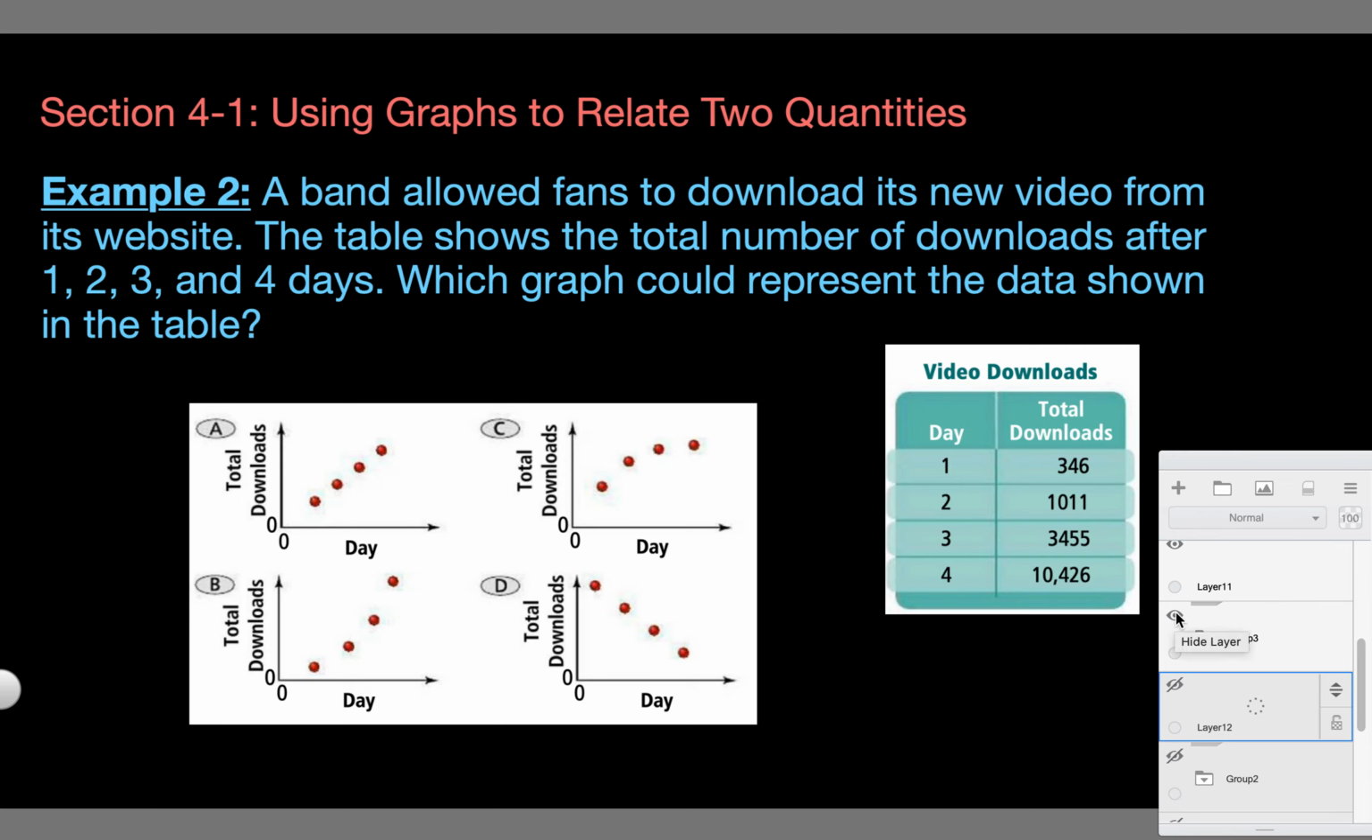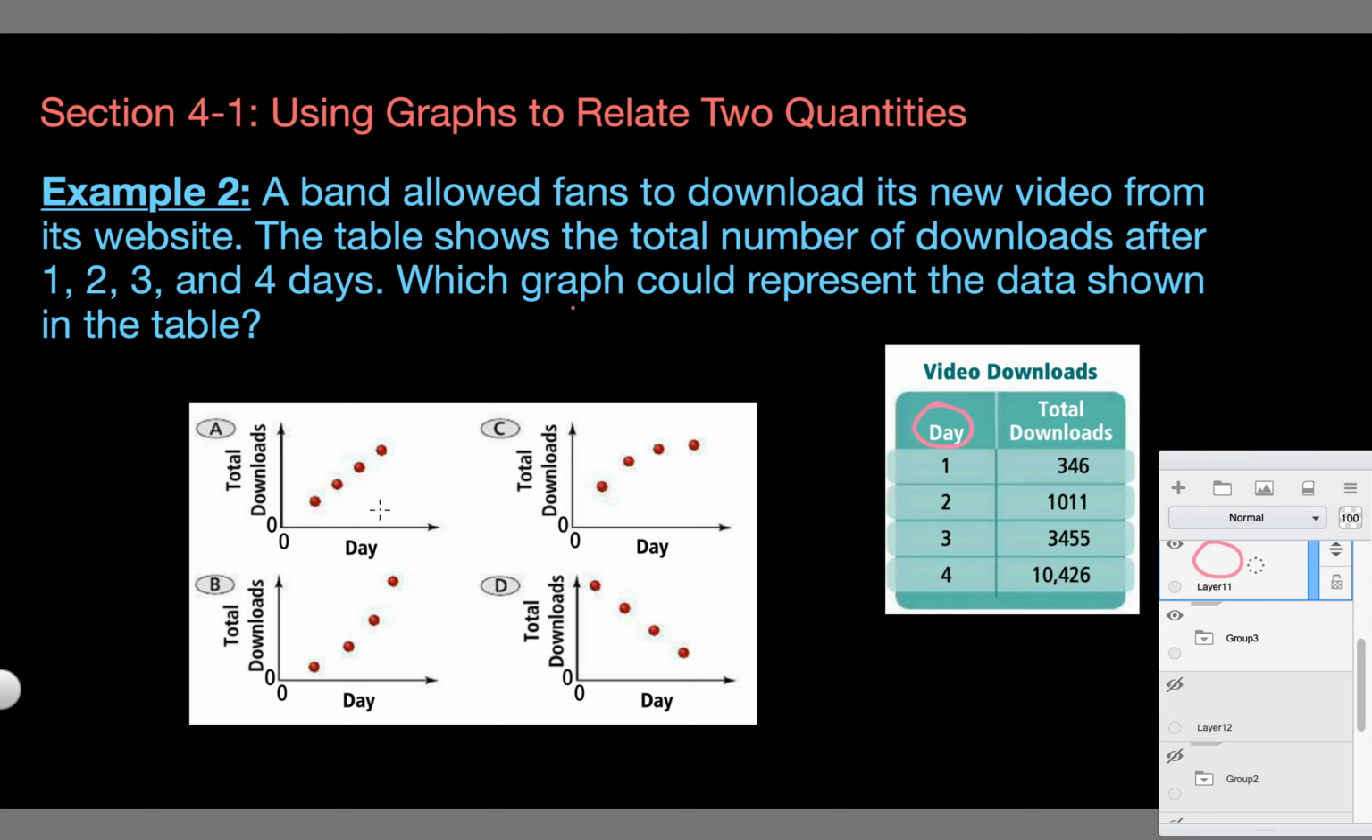So next up, our example 2, we're given a table, and on this page we are given a choice of 4 graphs. I believe that on your paper you have to draw your own graph that matches up, but that's okay. So the situation says that a band allowed fans to download its new video from its website. The table shows the number of downloads after 1, 2, 3, and 4 days, as we can see right here. And then we can see the amount of downloads that are related to that day. So it looks like on the first day there were 346 downloads. On the second day there were 1,011 downloads, and so on.